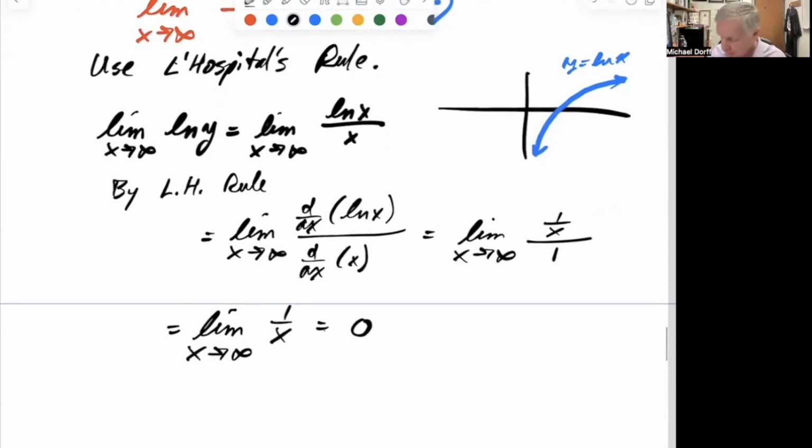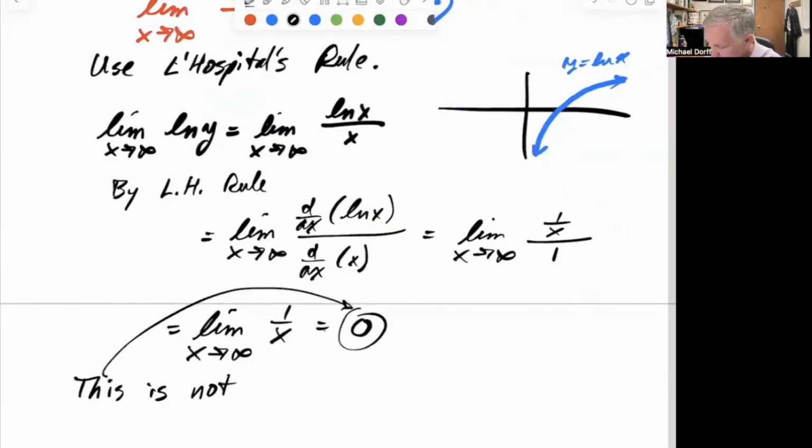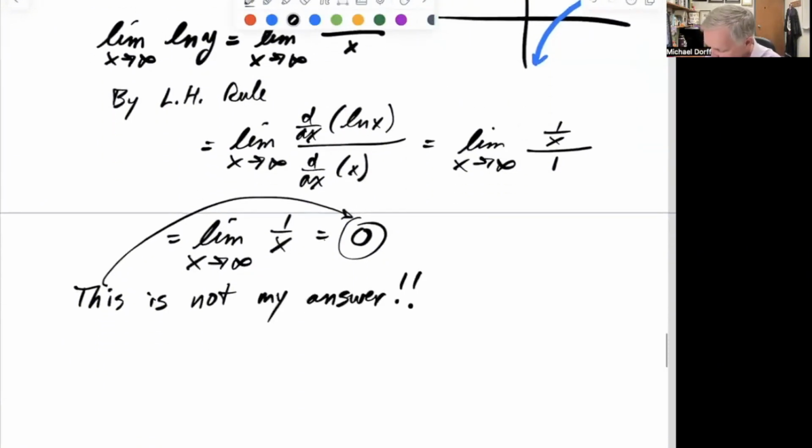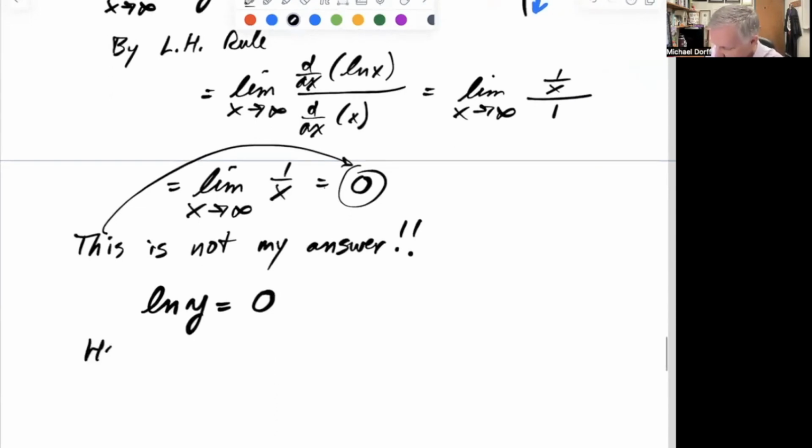Now that's not my answer. This 0 is not my answer. Why not? It's not my answer because on the left-hand side, we had natural log of y. So natural log of y equals 0. We didn't have y, we had natural log. We want y. So how do we get y by itself?